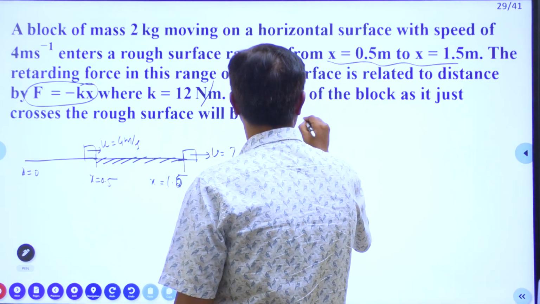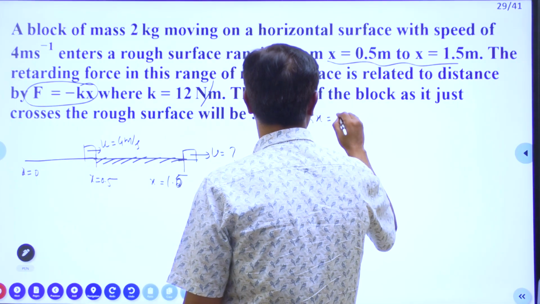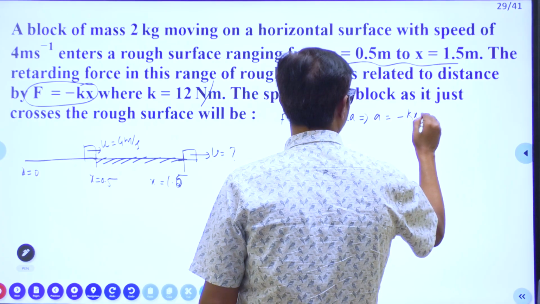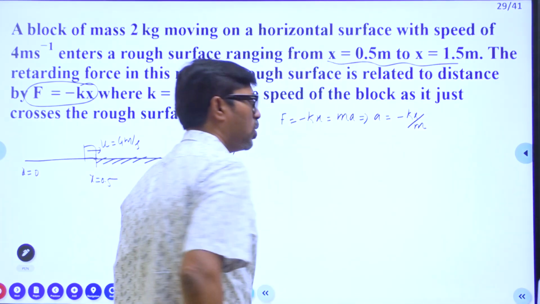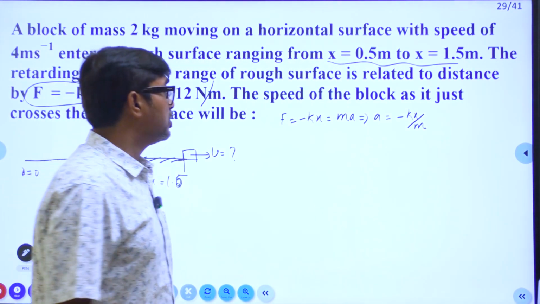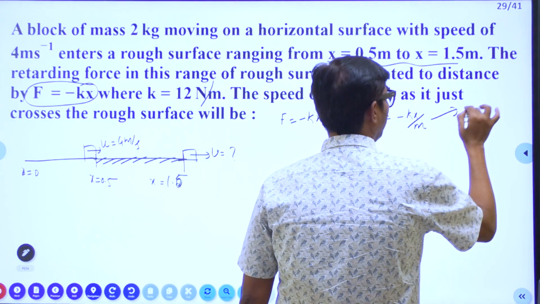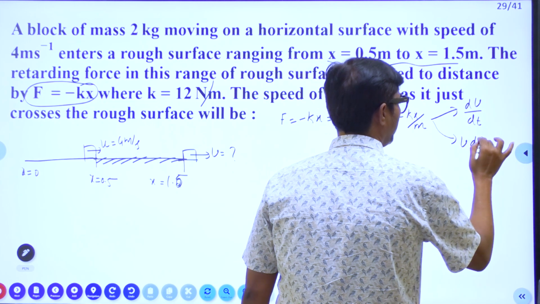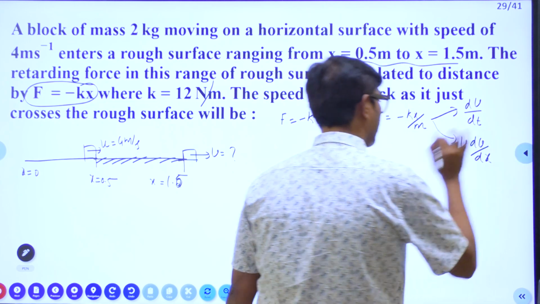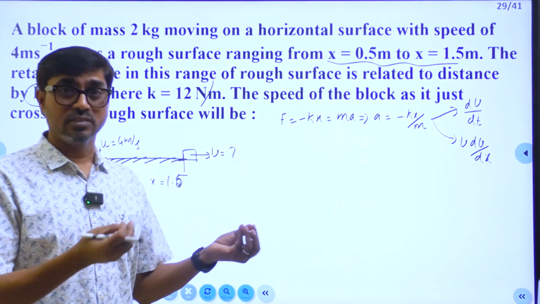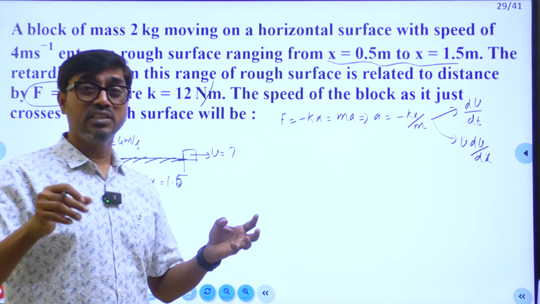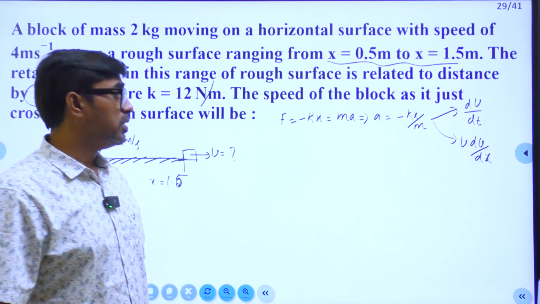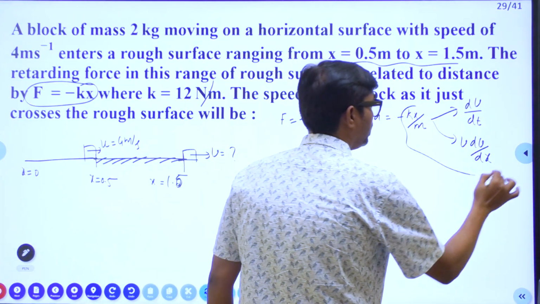So you write F equal to minus kx, and that is equal to mass into acceleration. You will get acceleration equal to minus kx by m. Now I need to find velocity. So acceleration can either be written as dv by dt, or otherwise I can write it as v dv by dx. Which one do you think is better here? On the left-hand side you have x terms, and if you bring in t, you will have three variables in one equation. You will not be able to solve it. So it's better to use this form.